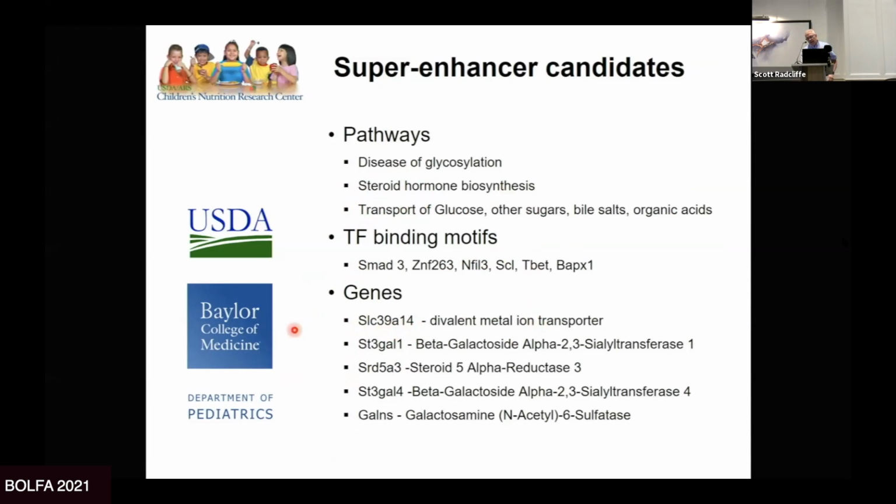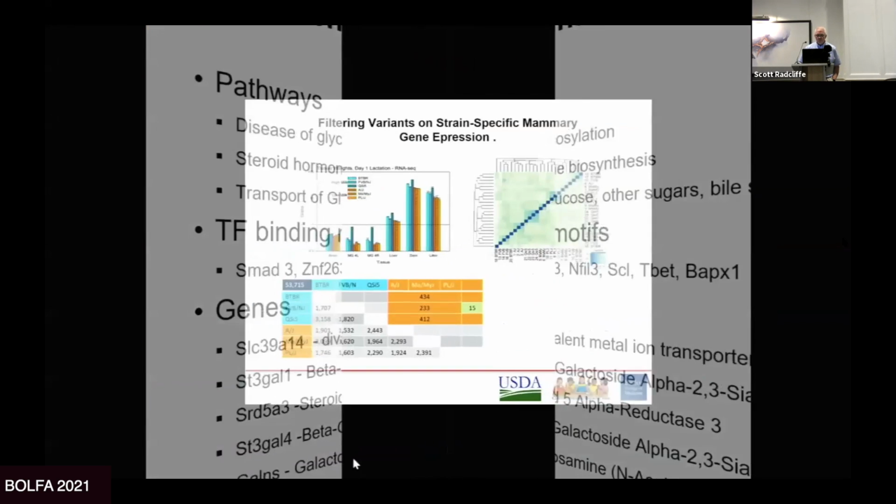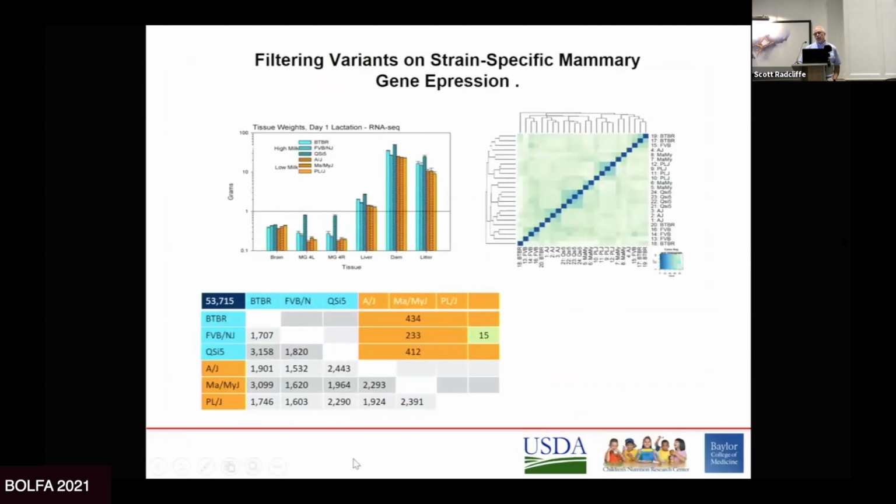So these are candidates that we've at least got a reasonable reason to query more for function. The other approach that we took was to make use of some RNA-seq data that we had collected from tissue we had from high and low strains on day 1 of lactation. And this slide summarizes that.